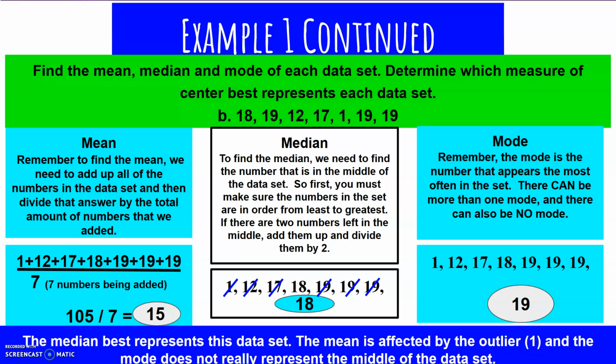So the mean doesn't really do a good job of representing this data set. And neither does the mode, because all 3 of those 19s are the highest number. And there's 3 of them, but it's not a good way of representing this set of data because there's other numbers in here too, and just as many. In this case, the median is the best measure of center.